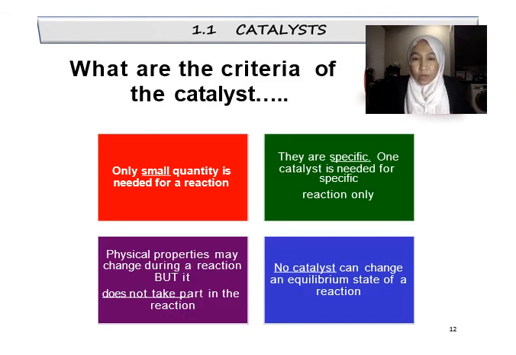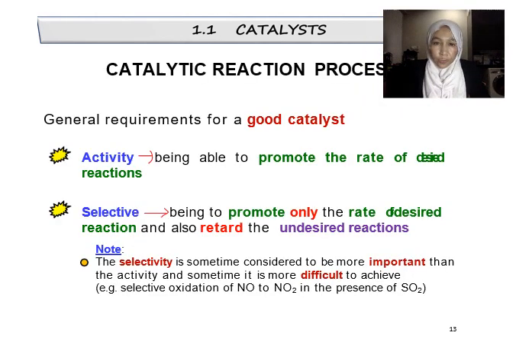Okay, so what are the criteria of the catalyst? Usually we need the catalyst in small quantity. And usually a catalyst is very specific to certain types or certain classifications of reactions. The catalyst may change physically, but it does not take part in the reaction. It just helps the reaction rate to be increased or decreased. And the catalyst also does not change the equilibrium state of the reaction.